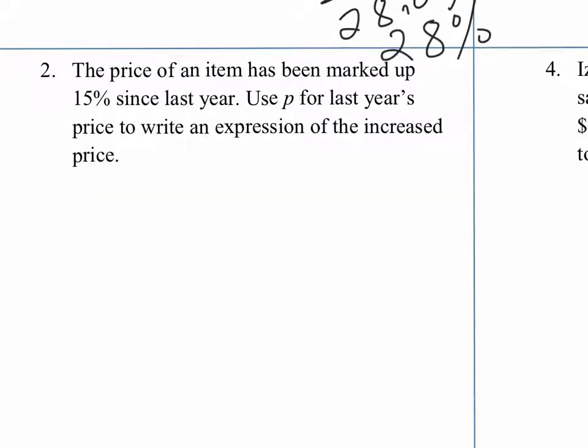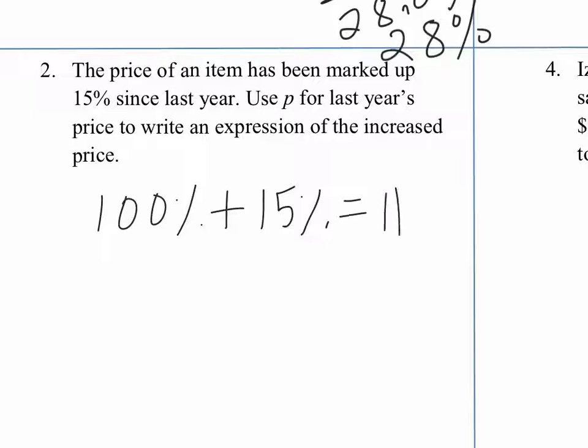Number 2. The price of an item has been marked up 15% since last year. Use P for last year's price to write an expression of the increased price. The price last year was 100% of itself. Add to that the 15%, and you get a total of 115%.